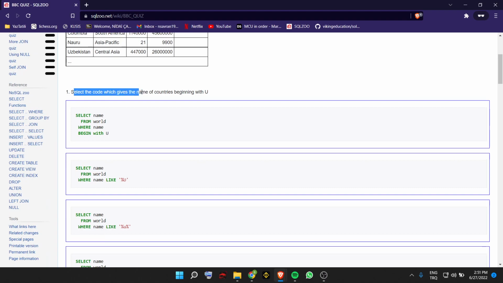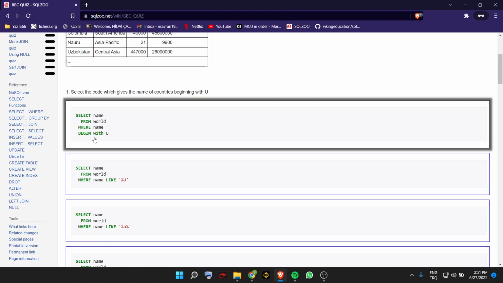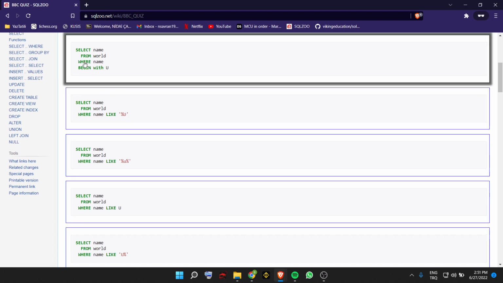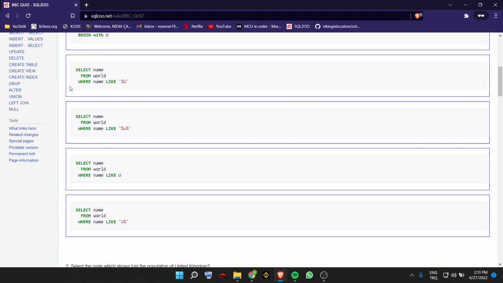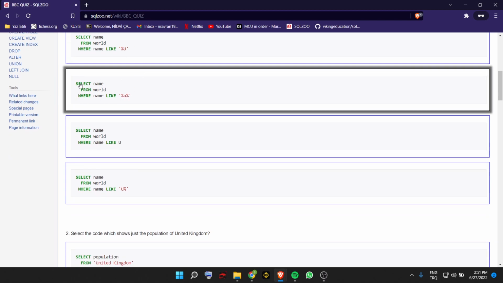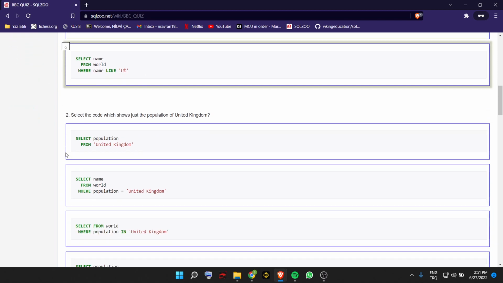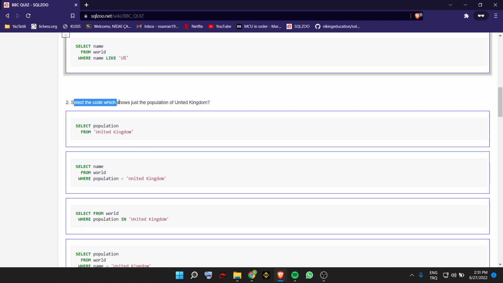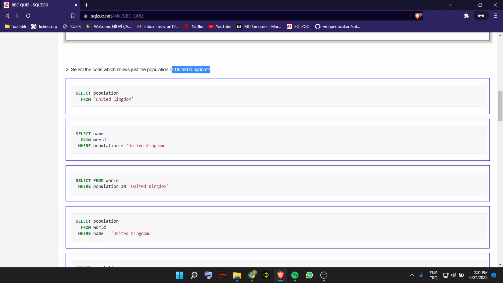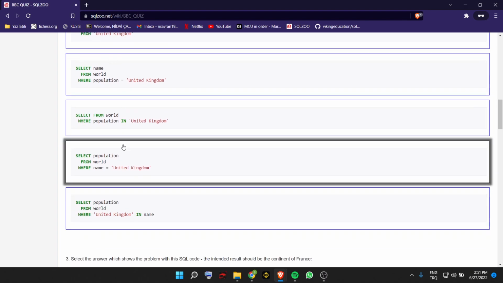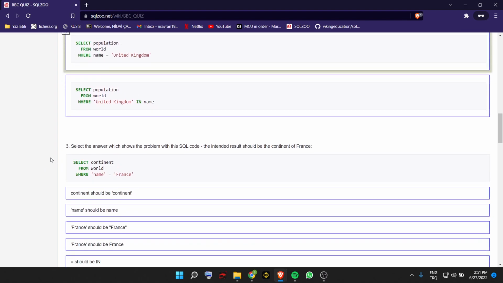Select the code which gives the name of countries beginning with U. Begin with, no, I don't know the begin with. It shouldn't be end. It should begin with. It shouldn't be in the middle. Not like U. It should be begin with U. Select the code which shows just the population of United Kingdom, and we have to find something like name is equal to United Kingdom. It's here.